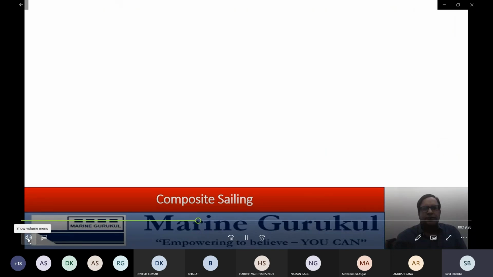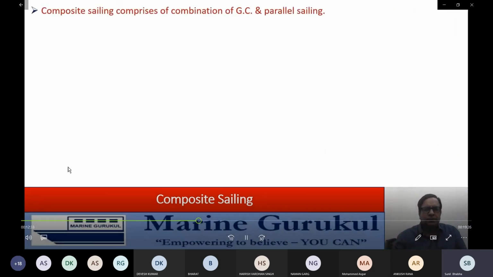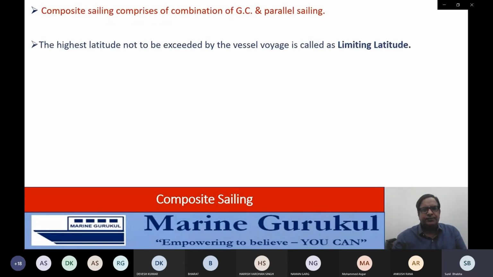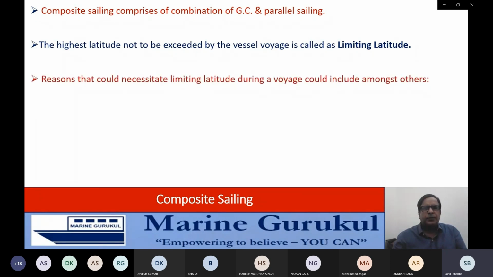Let's quickly summarize the key points of our discussion. Composite sailing comprises a combination of great circle sailing and parallel sailing. The highest latitude not to be exceeded by a vessel during a voyage is called the limiting latitude.